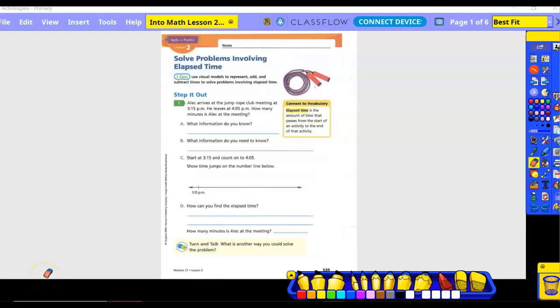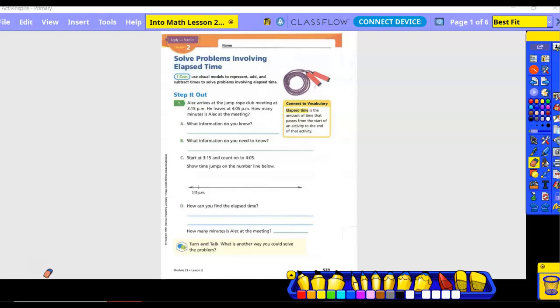Fourth grade into math, lesson 21.2, solve problems involving elapsed time. I can use visual models to represent, add, and subtract times to solve problems involving elapsed time. So we've talked about elapsed time before, and we use arrows, kind of like a frog jumping, right? Okay, to show the difference in time for things.